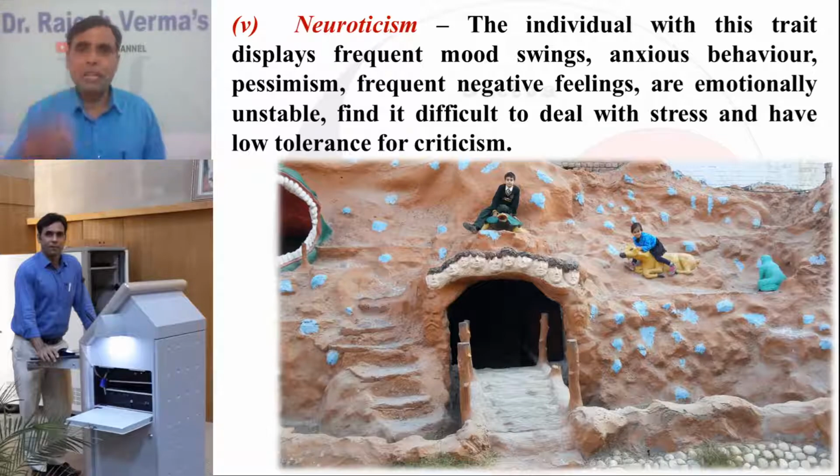So that model has been termed the OCEAN model, or big five factor model, or CANOE model. OCEAN is an abbreviation, the first letter of each word. O means open to experience, C, conscientiousness, E, extraversion, A, agreeableness, and N, neuroticism. So different traits are manifested by these individuals, these personality types.